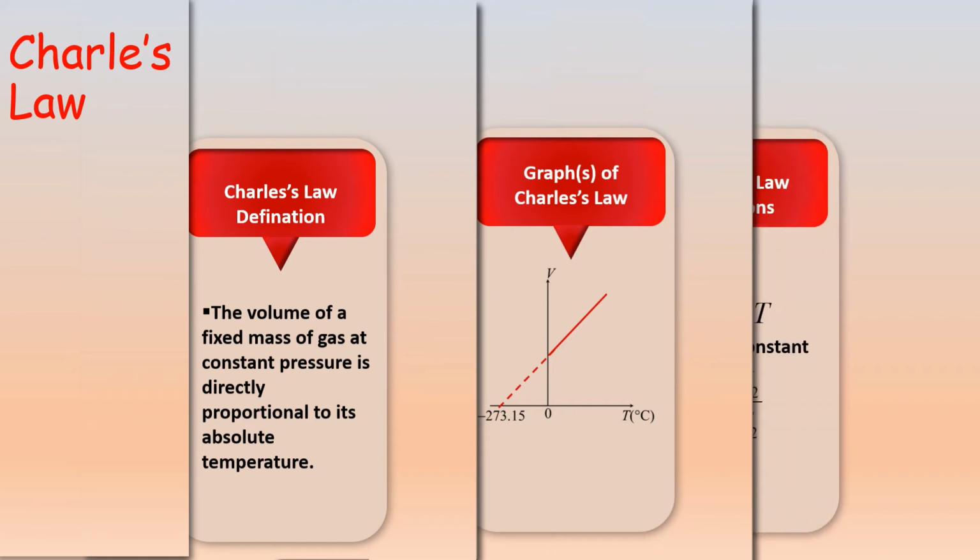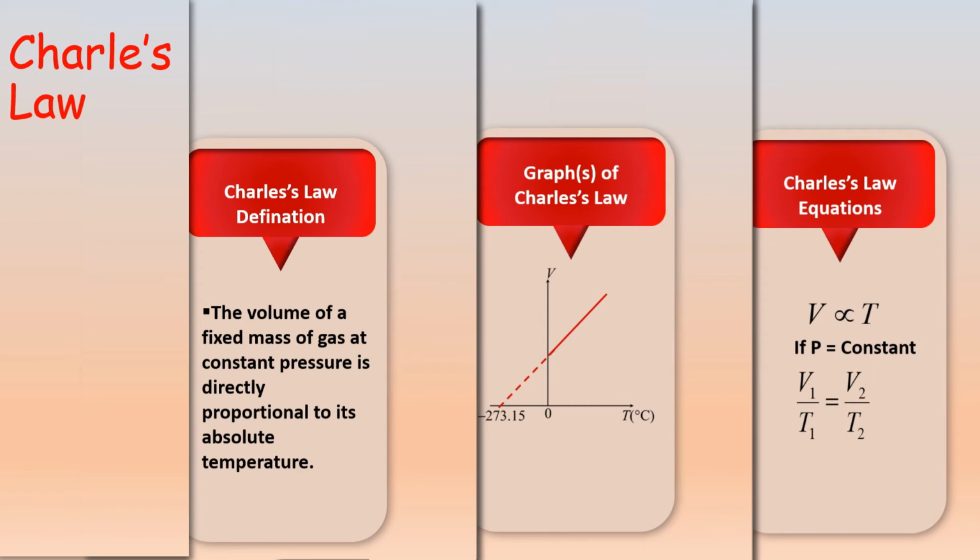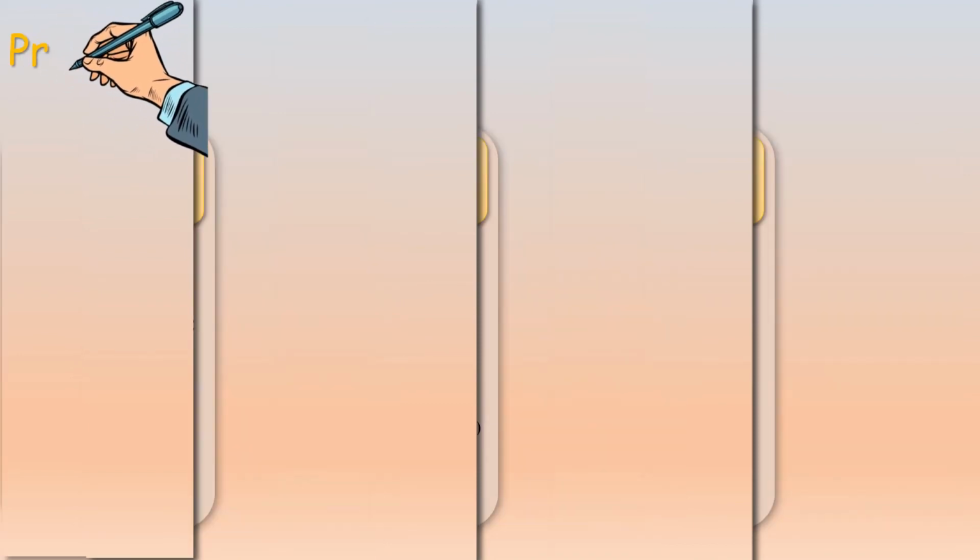So from the graph, we can state the relationship where volume is directly proportional to temperature, and when the pressure is kept constant, we will end up with the equation V1 over T1 equals V2 over T2. The last law will be the pressure law.